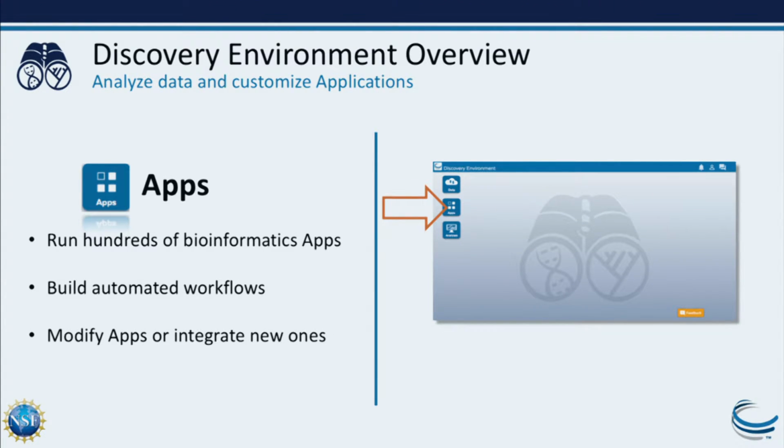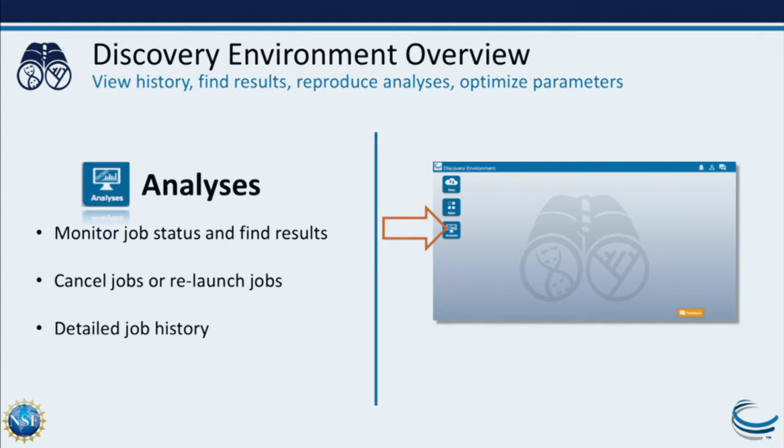Now we're going to talk about apps, which are where the actual bioinformatics applications are. That's where you would go to build an automated workflow, and also you would be able to modify or integrate new applications. I see a question coming through. I'm going to answer that one in just a moment, about what file system we run for the data store. Finally, in analyses, you can go and monitor the job status and see results. You can cancel or relaunch jobs, and you can also get a detailed job history.